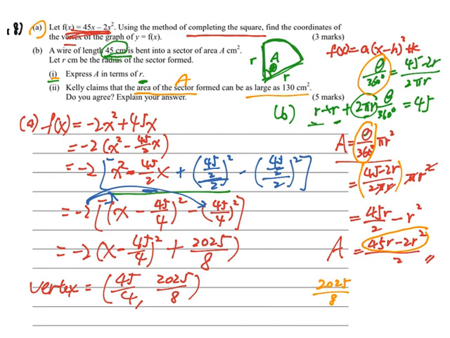So that means the maximum area of the sector is 2025 over 8 over 2. So it is, for B2, 126.56. So the maximum of this sector is this area. So it's less than 130. So that means I disagree.